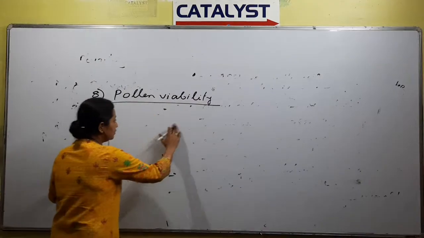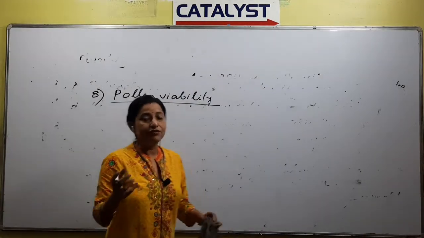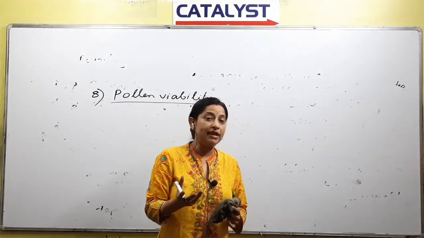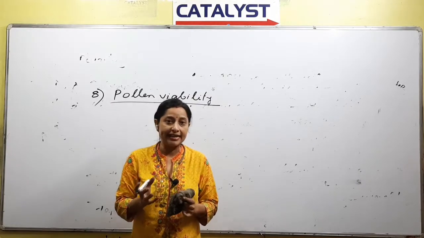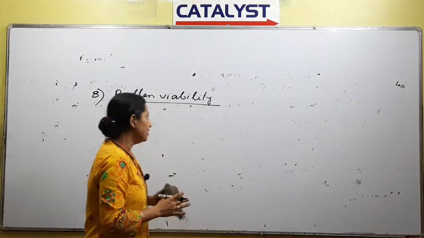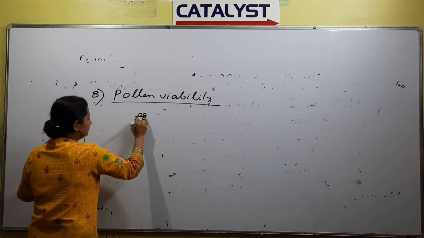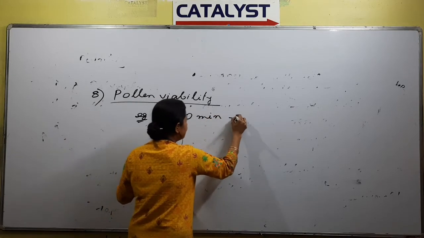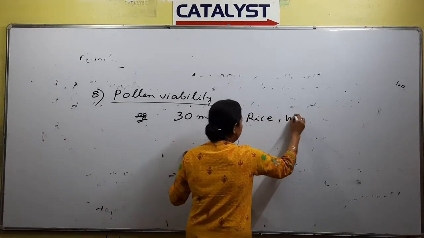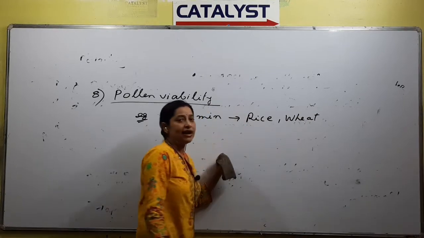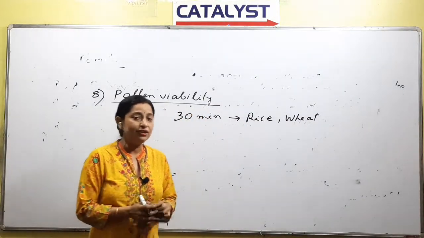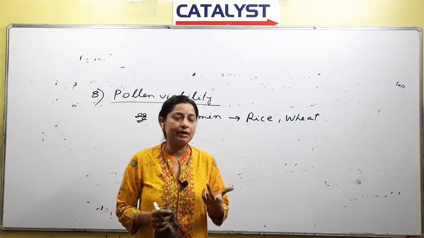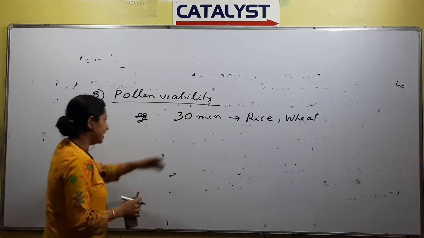In this section, what you need to remember is different plants will have different time periods, that is called pollen viability. Each plant's pollen does not necessarily have the same viable period. So we have certain examples where the pollen viability is just 30 minutes, in case of rice, wheat, etc. Rice, wheat, these pollen grains, if pollination does not happen within 30 minutes, then the pollen grains lose the power of germination.